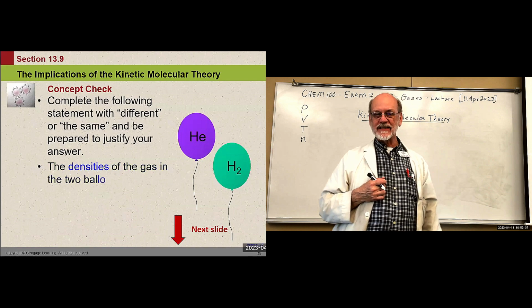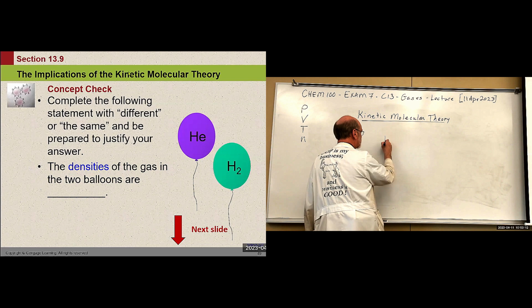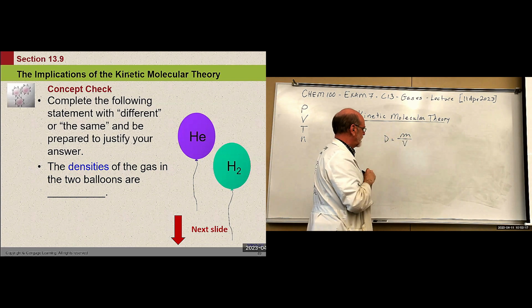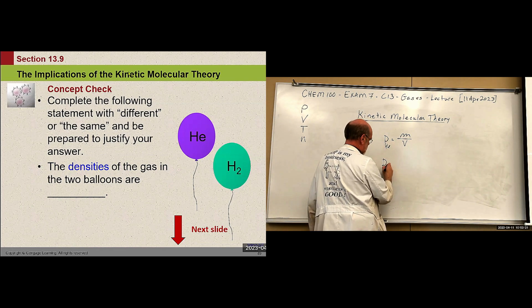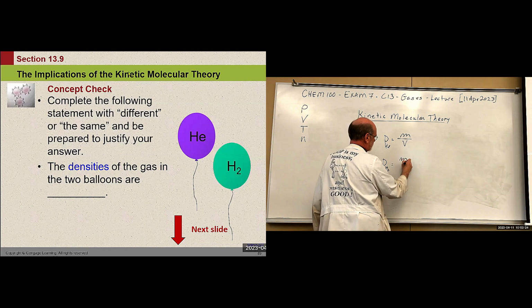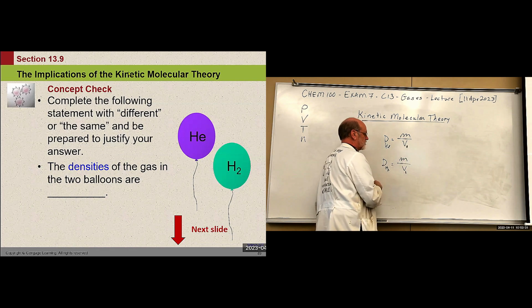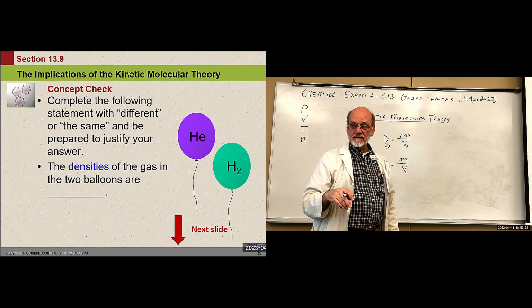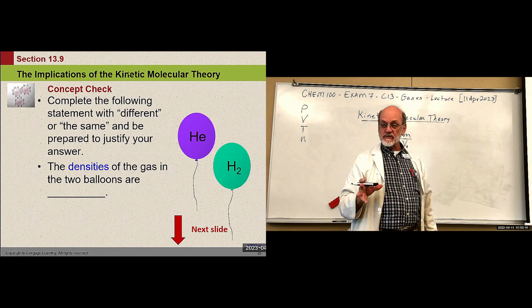Okay. Lastly, the densities of the gas in the two balloons. Remember what density is. Density is mass per unit volume. Helium, hydrogen, the volumes are the same, right? These volumes are exactly the same. Are the masses the same? No. The masses are different. Helium weighs about twice as much as hydrogen.